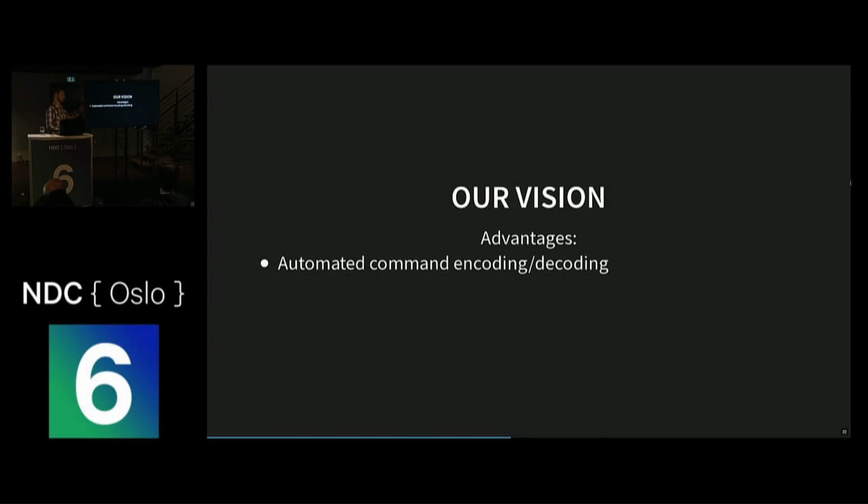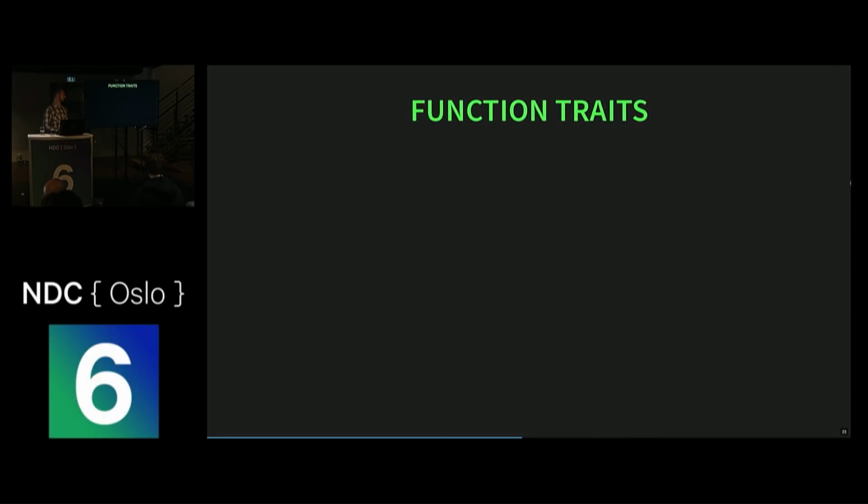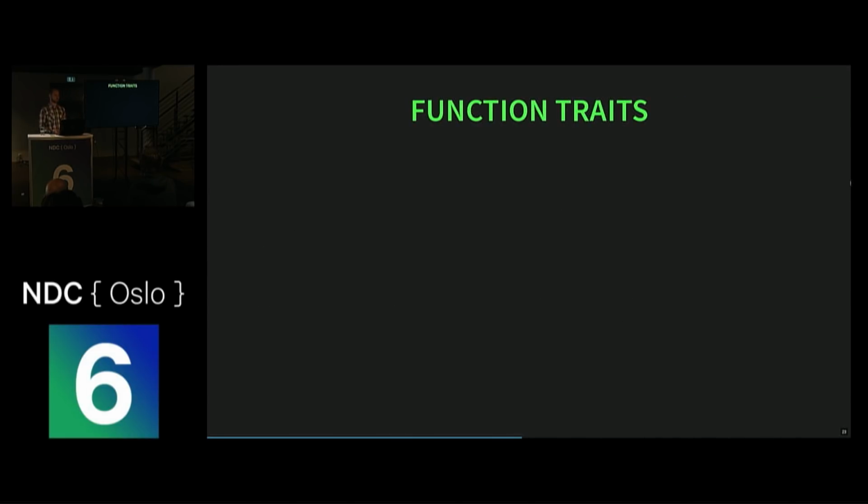So yeah, advantages, it's all automated. There's no room for possible typos or mental arithmetic errors anymore. It's type safe because decoded data matches the C++ function signature by design. There is no way we could decode a uint32 value, for instance, and accidentally pass it to a 64-bit parameter by implicit conversion, because it will always take a 64-bit value if the parameter was 64-bit. And that's by design, really, which is always a good thing to say. And a bonus, it's easier to read because, well, there's nothing to read anymore. It's just that single line of code, so anybody looking at that code would have an easy time understanding what it does. Right, so the rest of the talk will basically be concerned with how we implement this.